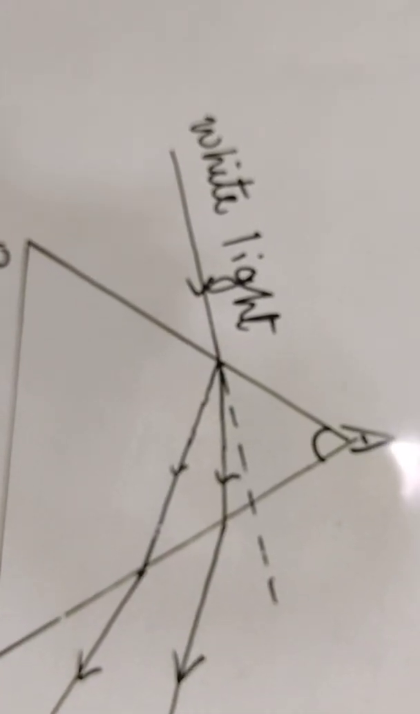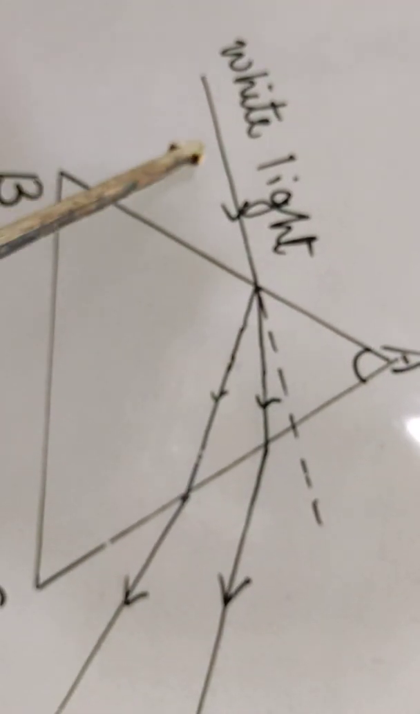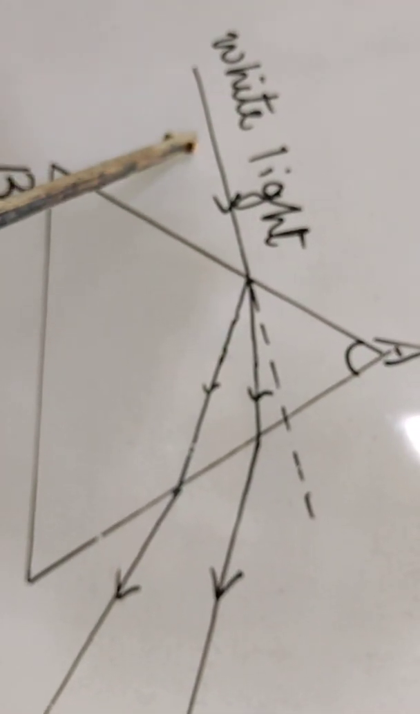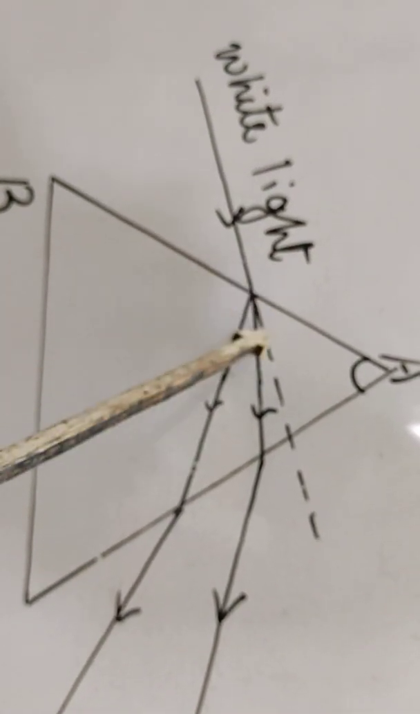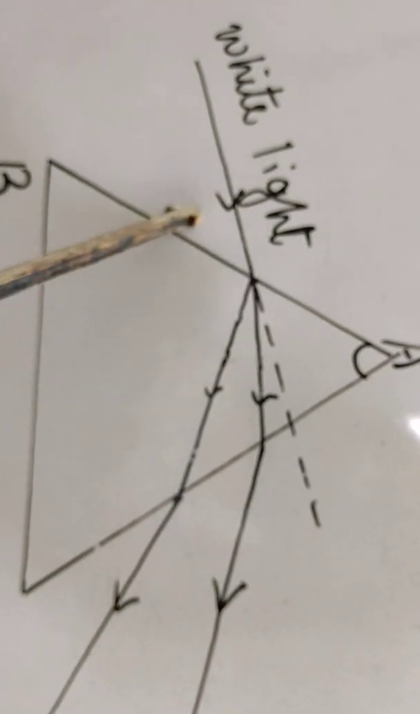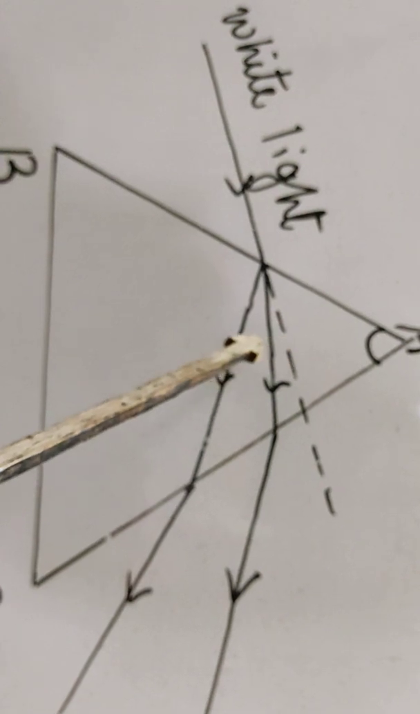Students, you must be knowing that all the 7 colors have the same speed in air or vacuum. In the glass, all of them have different speed. And this refraction or bending takes place because of change in speed of light.